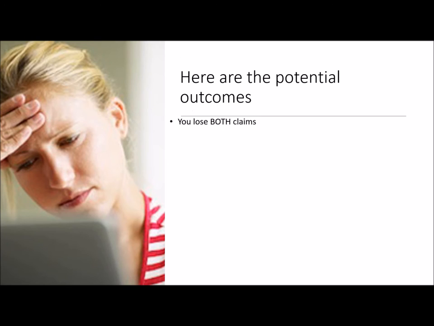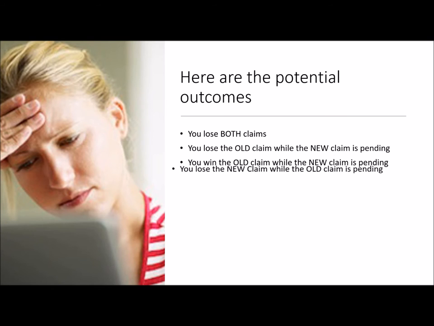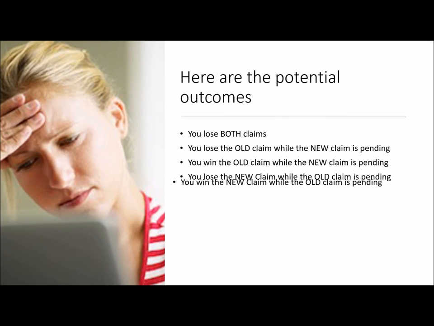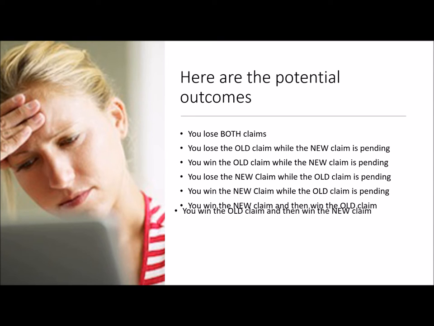Now, I know this is going to start blowing your mind, so get ready. There are about a good seven or more potential outcomes that can happen with regards to both of your cases. I know you're sitting going, oh my gosh, are you really about to do this to us now? Yes, I am, because I want you to have an appreciation of what's about to go down. The first scenario is fairly straightforward. That means you lose both claims.